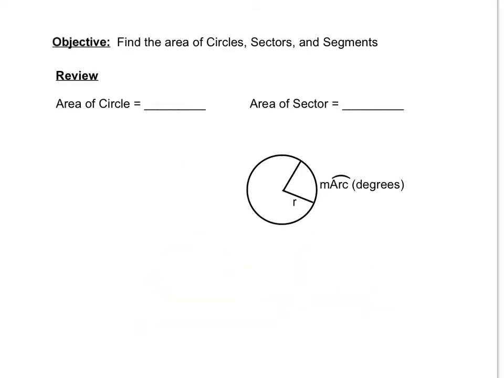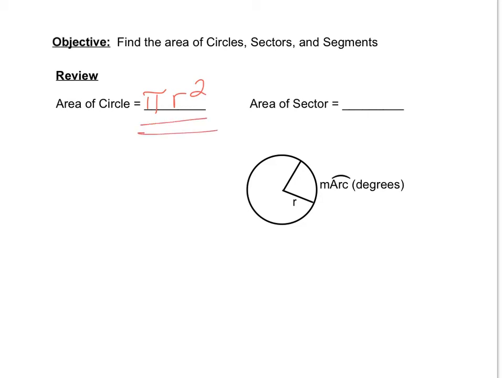Okay, let's just review for a minute the area of a circle. You should know this. The area of a circle is pi r squared. We will derive that formula in class. And yes, today was just Pi Day, so happy Pi Day to you. Area of a circle is pi r squared.